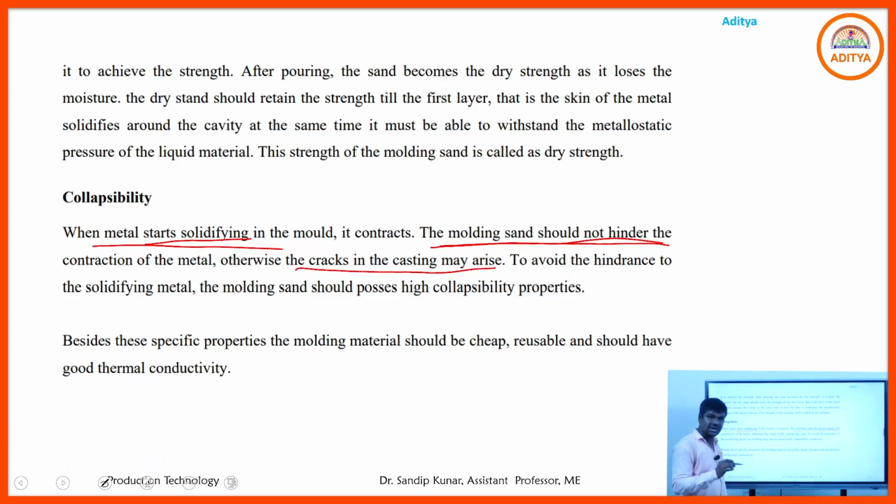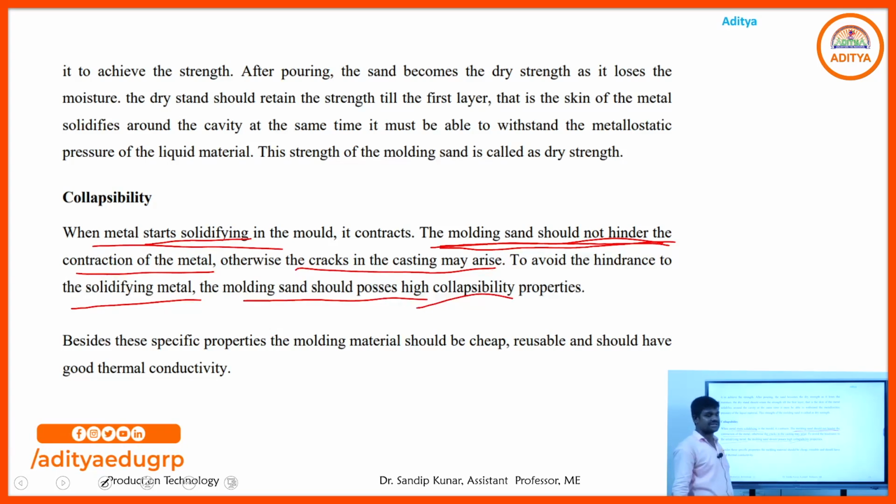If sand material is present in that particular mold cavity, the produced product takes some cracks. So we always remove the molding sand from the casting product. The molding sand should not hinder the contraction of the metals, otherwise cracks will form in that product. So to avoid that hindrance to the solidifying metal, the molding sand should possess high collapsibility property.